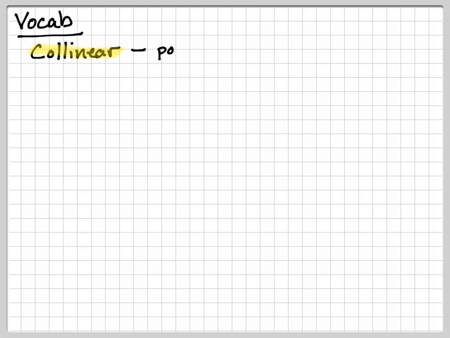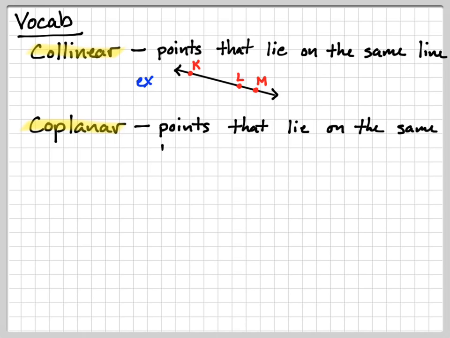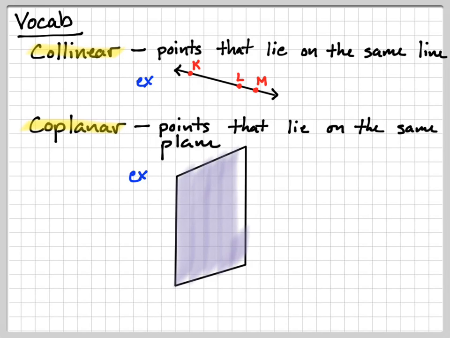Some more vocab. Collinear. Points that lie on the same line. An example. Points K, L, and M would be considered collinear. Next vocab word. Coplanar. Points that lie on the same plane. Another sketch of a plane. It's a parallelogram, kind of skewing off to the right to show depth. This time I made it go vertical instead of horizontal. And you'll see the points S, T, and U are all on that purple piece of paper.